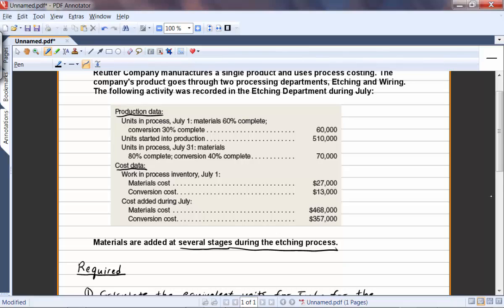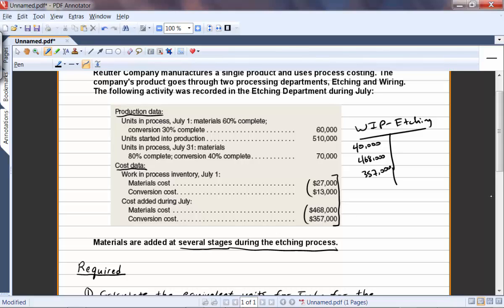They give us some information regarding this WIP account. So the beginning balance in WIP, it looks like it's 40,000 right here. And then there were costs added. I'm sorry, there's 40,000 in there. And then the cost added would be the sum of these two numbers. There was 468,000 added for materials, and then there were 357,000 added for labor. So that's what this information right here is telling us.